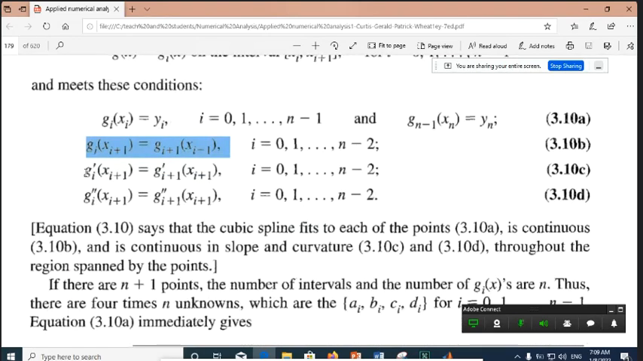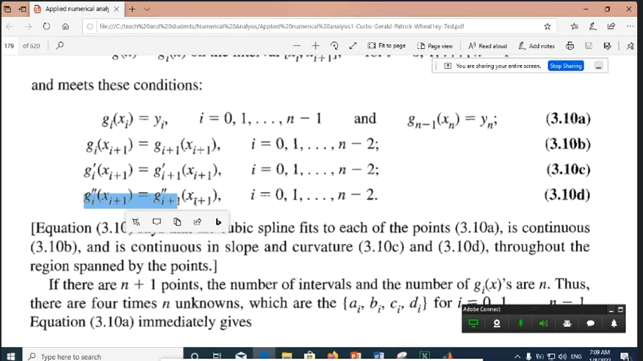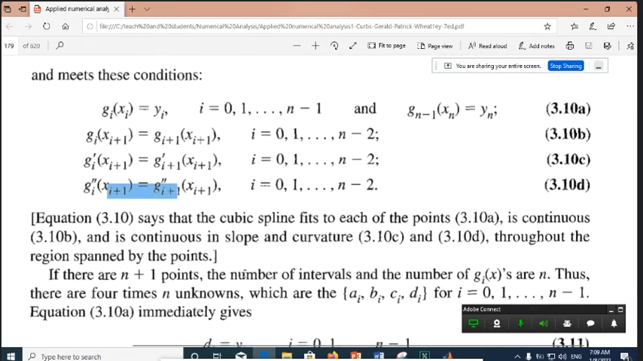The second one ensures the continuity of the slopes, or differentiability of the function. And the last one also ensures continuity of the second derivative, so it is a twice differentiable function. This guarantees that our interpolation at these knots is twice differentiable.